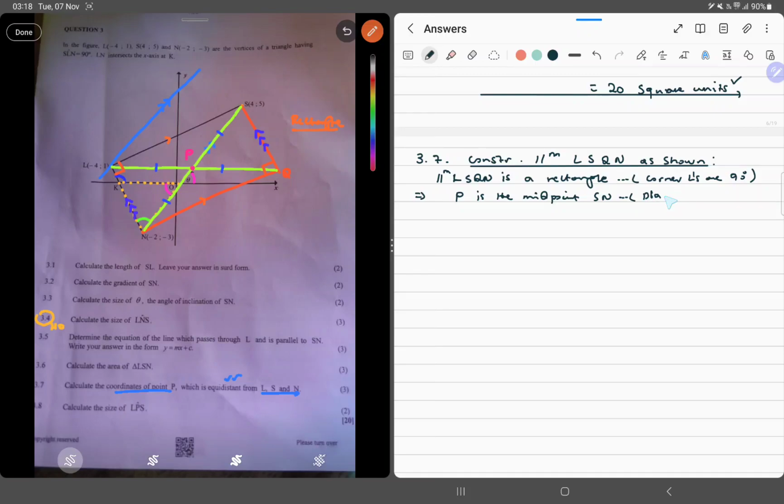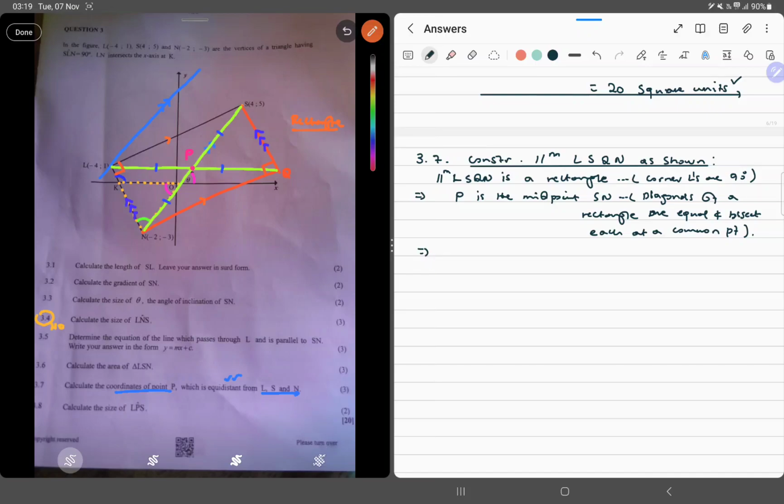What do we know? We know that diagonals of a rectangle are equal first and bisect each other at a common point. Okay, so the reason can be a bit wordy as well, but I mean, that is what we have to do. That is what we have to do.